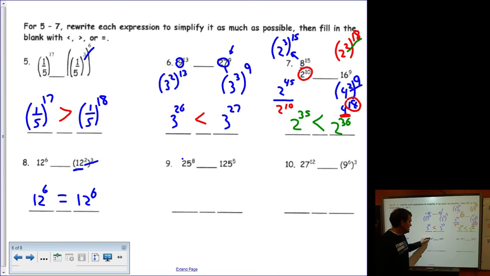Number 9, I do have a perfect square for the base, so I can lower the base. 25 can be rewritten as 5 to the 2nd power. Of course, this was to the 8th power, so 5 to the 2nd needs to be to the 8th power. And then finally, I can use the power to a power rule, multiply those together, and get 5 to the 16th. Right?